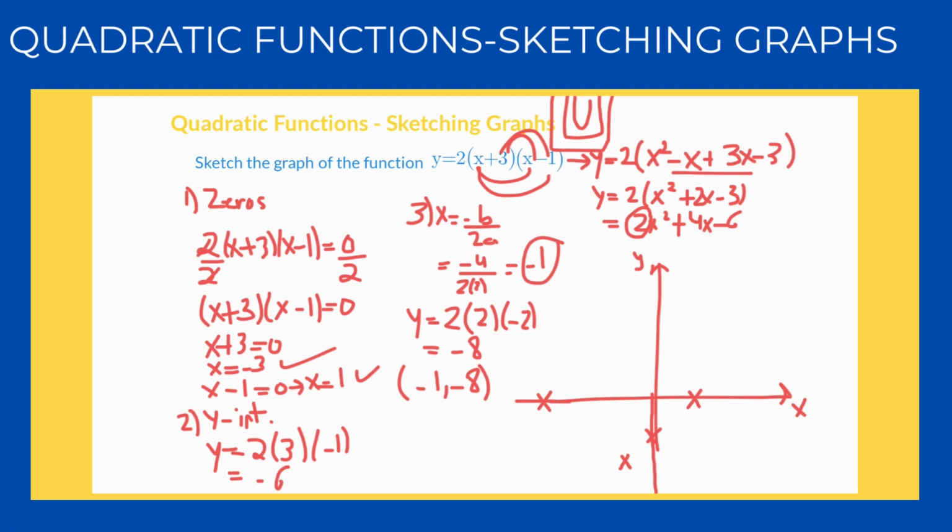So now I can sketch the graph. It will look something like that. So that would be my graph. The zeros are 1 and negative 3, the y-intercept is negative 6, and the minimum point is negative 1, negative 8. So that's the shape of the quadratic function y equals 2 times (x plus 3) times (x minus 1).